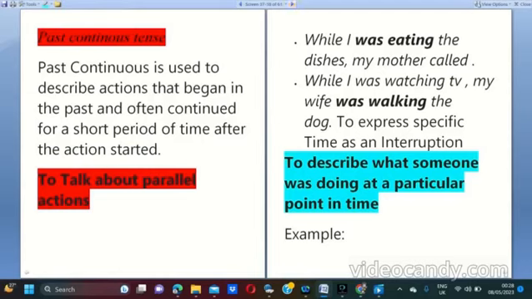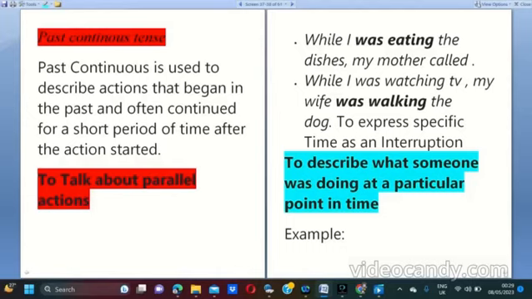Past continuous tense is used to describe actions that began in the past and often continued for a short period of time after the action started. After the action started, it would be in continuation. To talk about parallel actions, past continuous tense is useful. For example, when I was eating dinner, my mother called me. They both happened simultaneously. My wife was watching TV. My wife was cooking dinner. Next, interruption, to express a specific time. There may be a few interruptions. While I was watching, my mother called me. So the action is interrupted here.